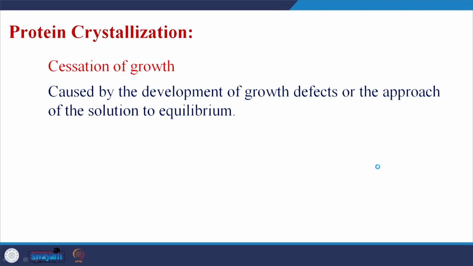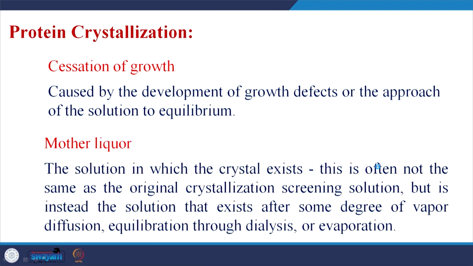Protein crystallization: cessation of growth caused by development of growth defects or the approach of the solution to equilibrium. Mother liquor: the solution in which the crystal exists. This is often not the same as the original crystallization screening solution, but is instead the solution that exists after some degree of vapor diffusion equilibration through dialysis or evaporation. What this is talking about, when you set up a crystal, is called mother liquor, right.